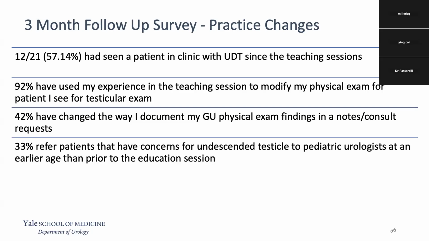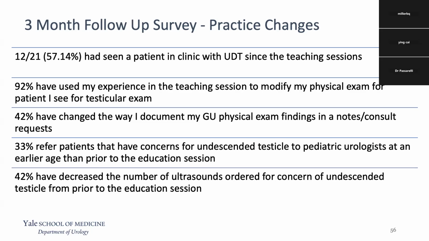A third said that if they have concerns for undescended testicle, they'll refer that patient to a pediatric urologist at an earlier age than prior to an educational session. Again, one of our goals is getting the patients that really have an undescended testicle seeing us in that window of 6 to 18 months and not waiting on it. And then 40% said that they decreased the number of ultrasounds that they ordered for concern for an undescended testicle from prior to the education. So of course, I would love to have seen this number be 100%, or at least the majority, but 40% was at least a much better improvement than we had seen from before.